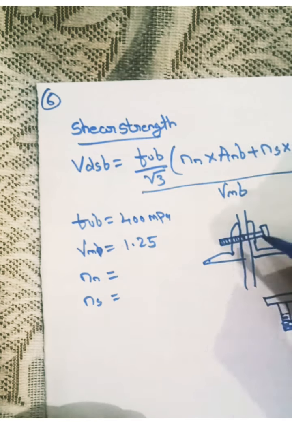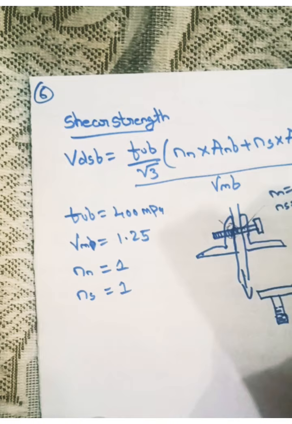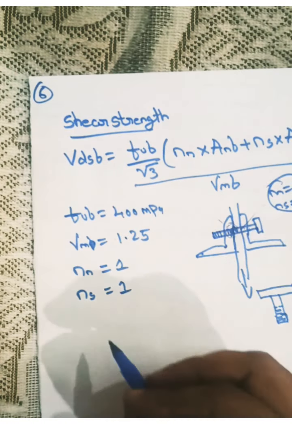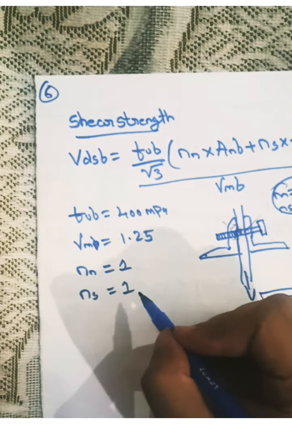So now if you are keeping the bolt like this in such a way that at this location there are threads and at this location there is shank, that means NN, the number of shear planes in thread, is 1, and the number of shear planes in shank is 1. Or if you are putting the threads in both the shear planes up to here, in that case NN will be 2 and NS will be 1. So like this you have to take. So here we will take NN equals 1 and NS equals 1.